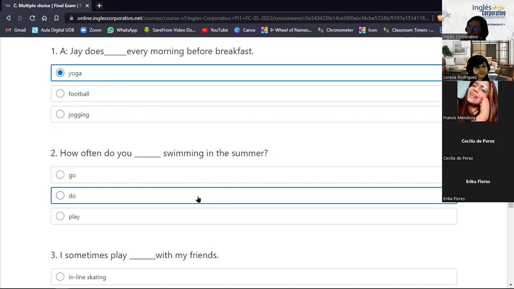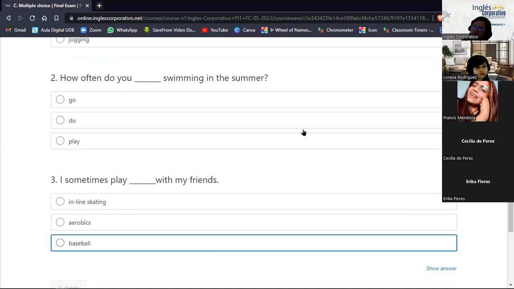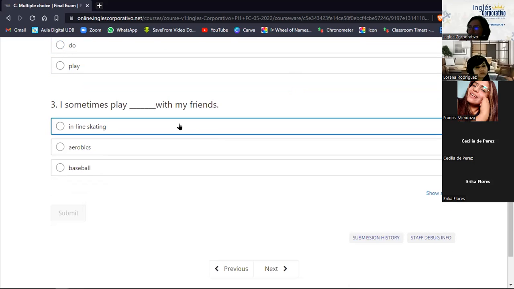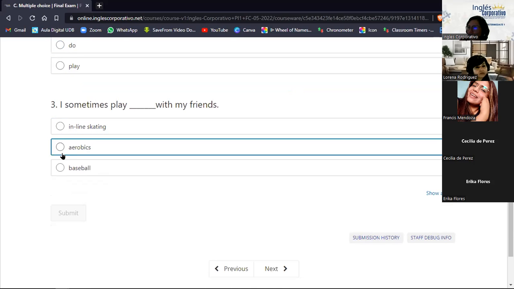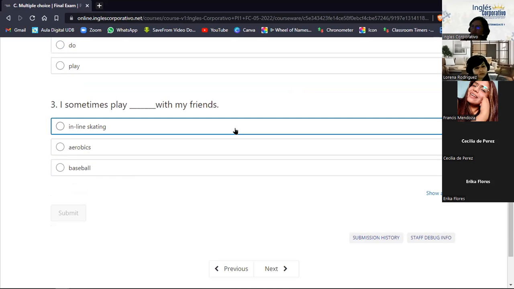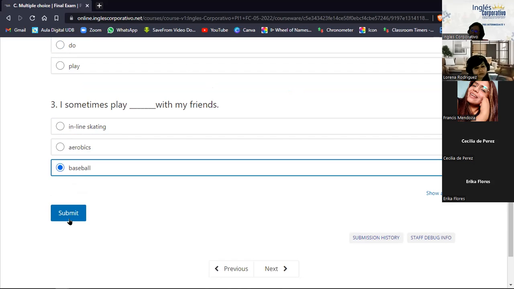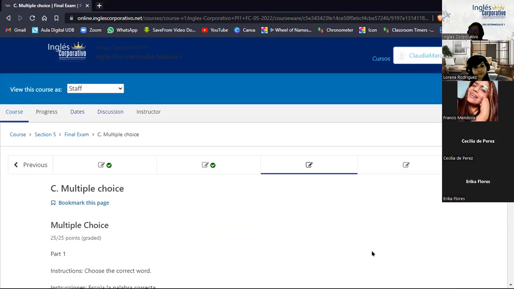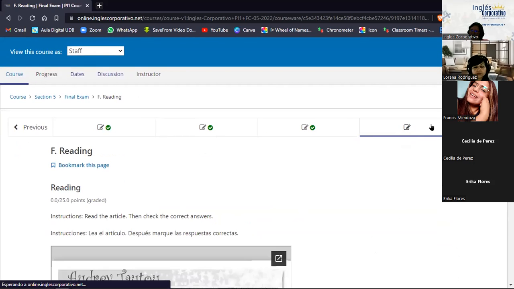How often do you go, do, or play swimming in the summer? Go. Go, muy bien, exactly. We use go with swimming, right? I go swimming on Sundays, right? I go swimming in the lake, right? I sometimes play inline skating, aerobics, or baseball with my friends. What do you think? Baseball, okay. And as you can see, they are correct, right? This exam is very short, actually.